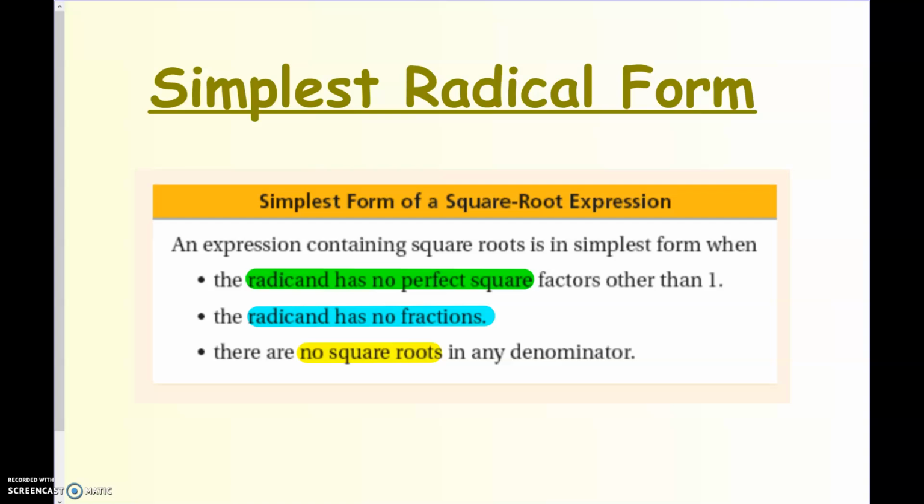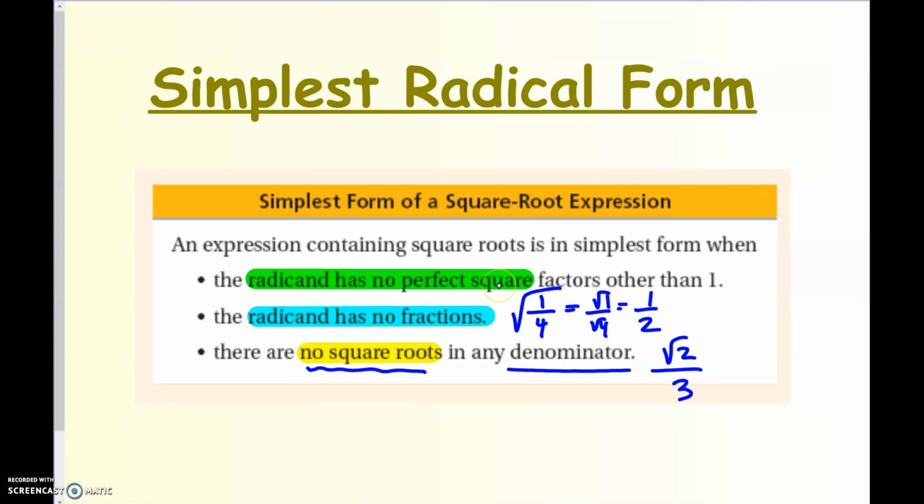All right, so simplest radical form. To be in simplest radical form, you cannot have any square roots in the denominator. So you could have something like the square root of 2 over 3. You can have the square root in the top, but not in the bottom. The radicand has no fractions. So if you have the square root of 1 over 4, this is not simplified. We'd have to split this up into the square root of 1 and the square root of 4. So we split this up as 1 over 2.